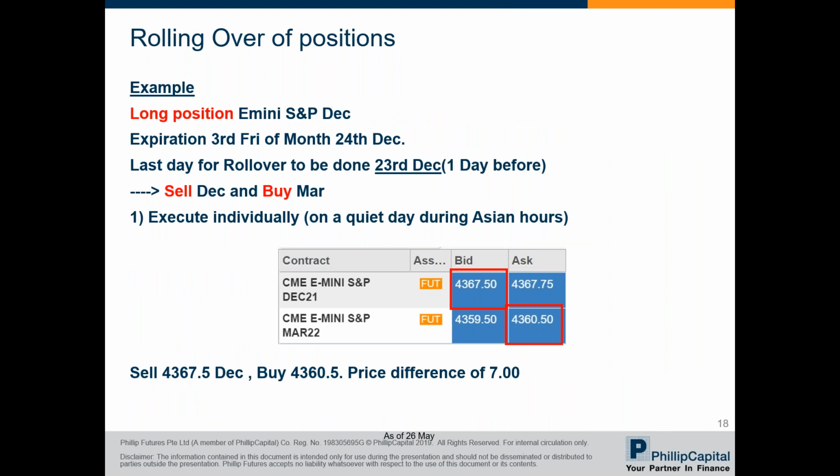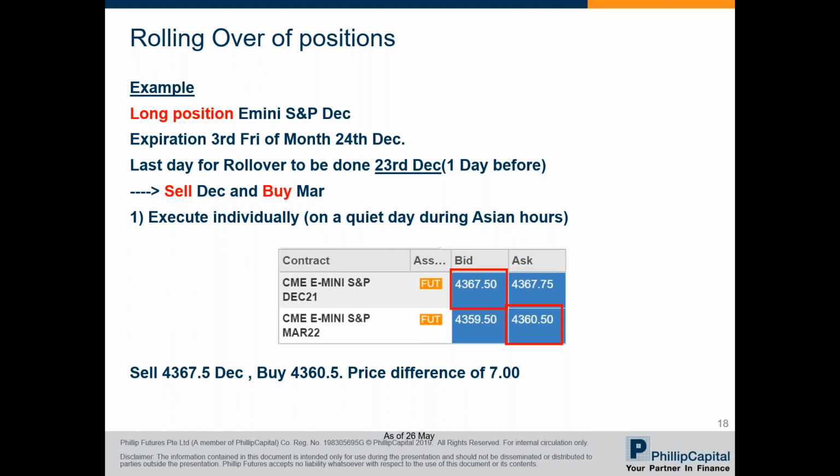Next, the rolling over of positions. Let's take a look at the example in specifically the E-mini S&P December position. So the prerequisite is that you need an open position. Right here we have a long position in the E-mini S&P December. The last day of rollover for this contract is 23rd of December, which is 1 day before the third Friday.